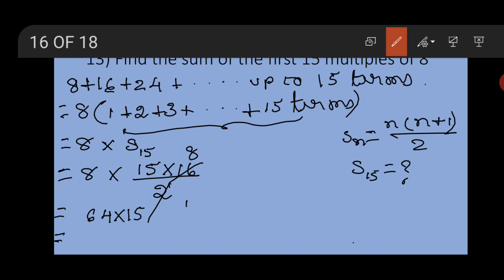Now find the product of 64 into 15. 15 fours are 60, 15 sixes are 90. So the sum of the first 15 multiples of 8 is equal to 960, right?